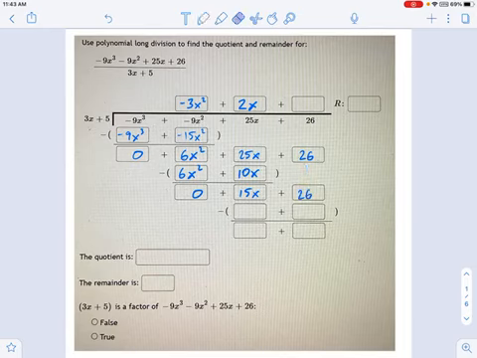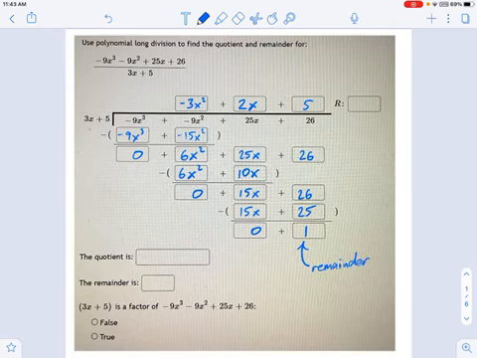Okay, so the process continues. 15x divided by 3x is just 5. 5 times 3x is 15x. 5 times 5 is 25. We subtract these down, and look what we get. We get 1. This right here is the remainder.